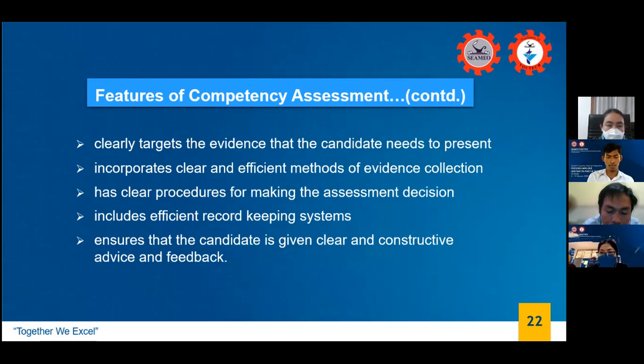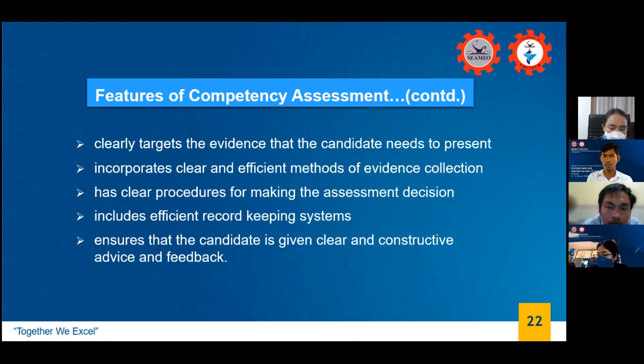Next, includes efficient record keeping systems. Now, as we are all teachers, we are always aware that we are accountable to our students' recording of assessment results, because should anything untoward happen, like complaints, then you have the supporting documents. Let's say, teacher, why is this like this? I know I did good, but why did I fail?